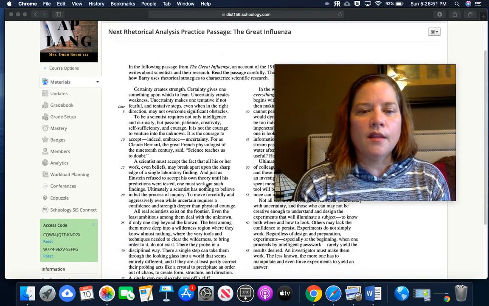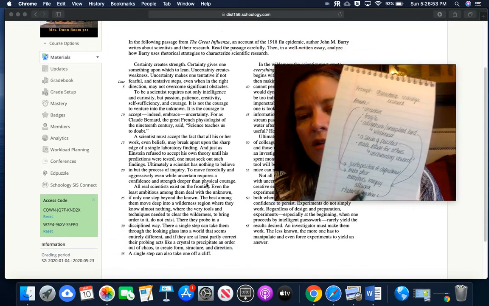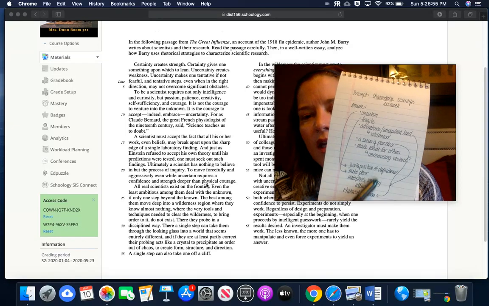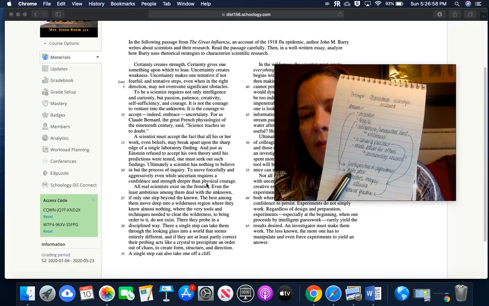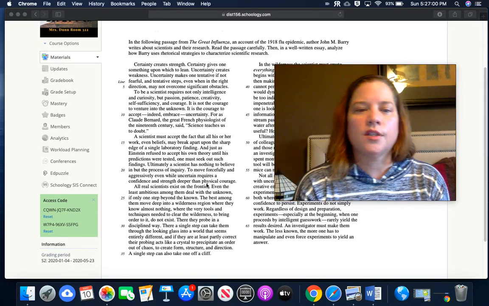Okay, then we move into fragile. And so how does he show that it's fragile? And he includes a metaphor to show fragility.